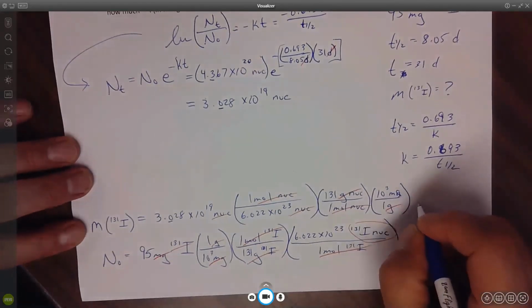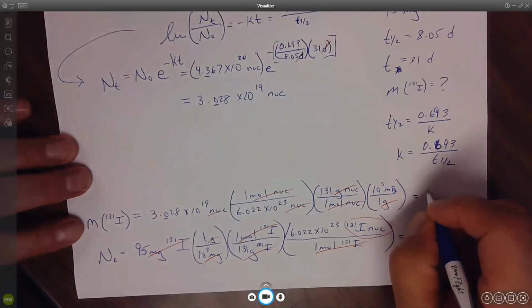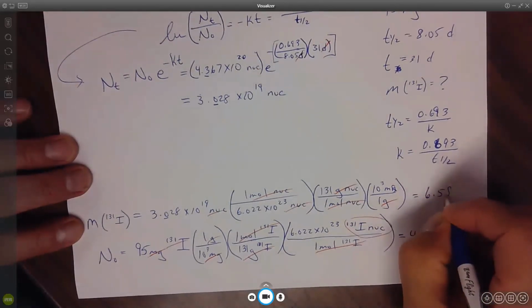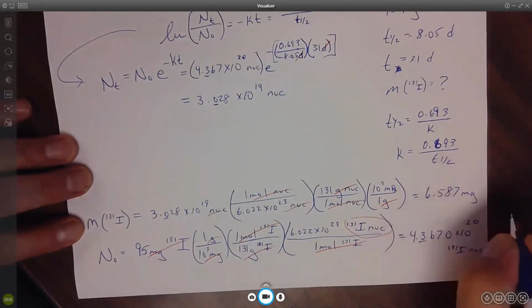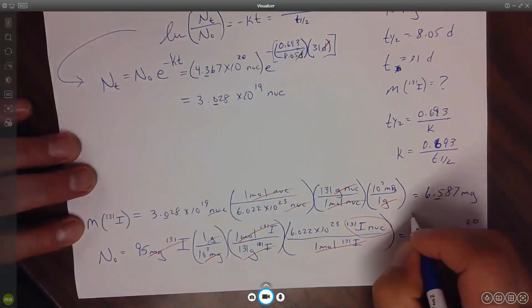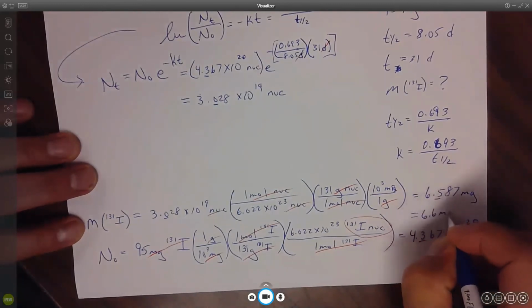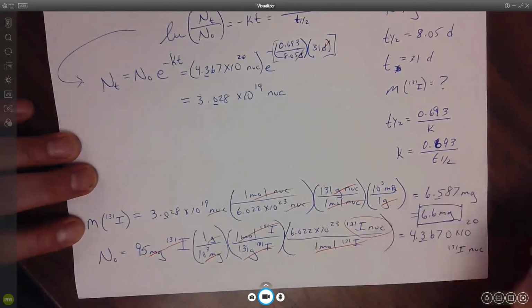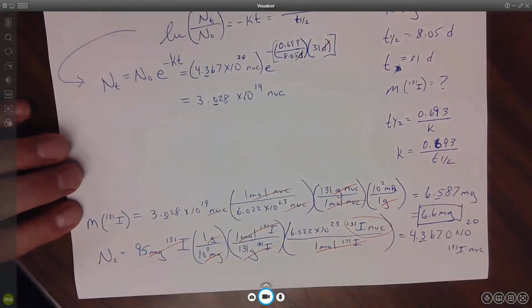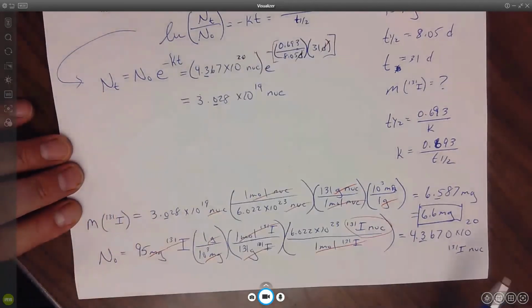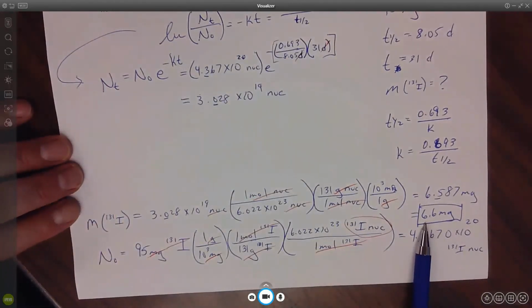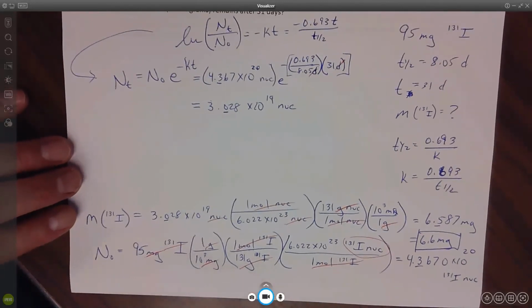I have milligrams, and that's going to give you 6.587 milligrams to 2 sig figs. So that's going to be 6.6 milligrams of the iodine-131 remain after 30 days. So it dropped from 95 milligrams to 6.6 milligrams in just 8 days. Okay, is there any questions about that?